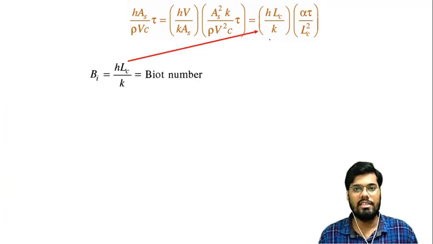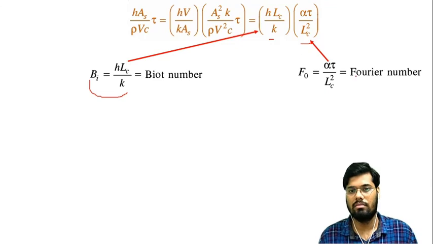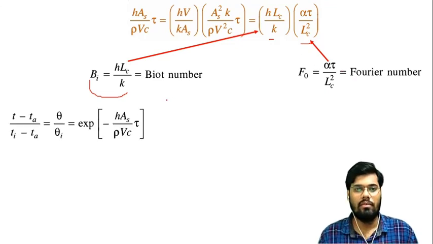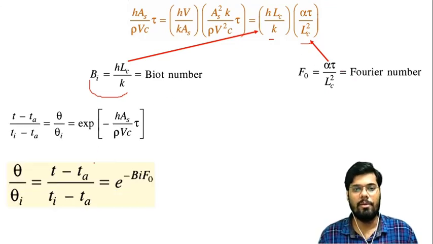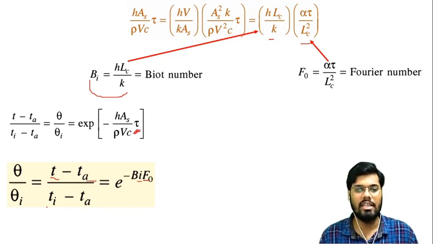So instead of h LC by K, we can write the Biot number. This alpha tau upon LC square is known as the Fourier number. So we can write this equation in a more simplified way: T minus Ta upon Ti minus Ta is equal to e raised to minus Biot number into Fourier number. In this equation, T is the temperature of the system at a particular time tau, Ta is the surrounding temperature, and Ti is the initial temperature of the system.